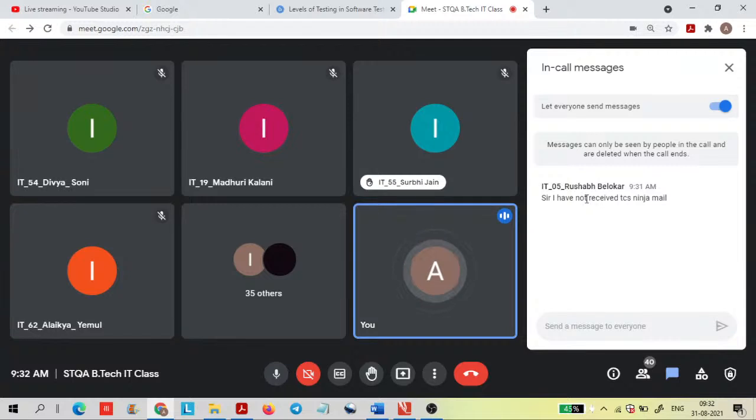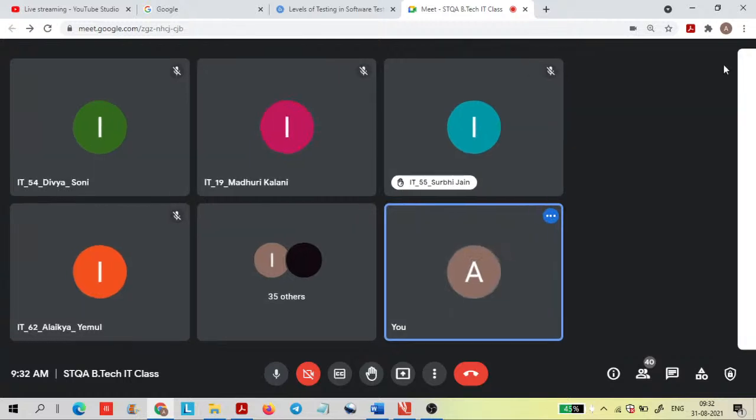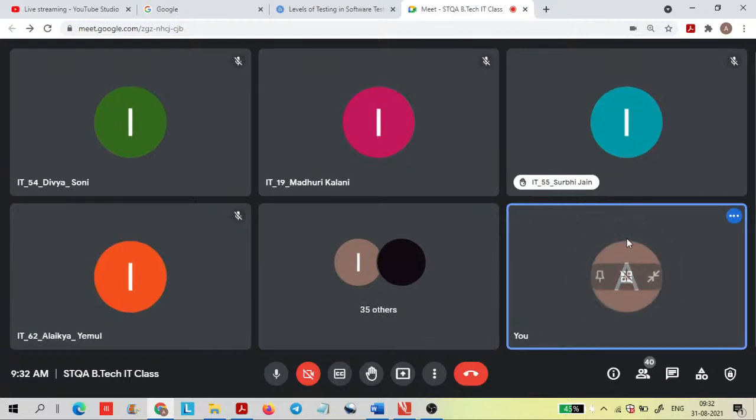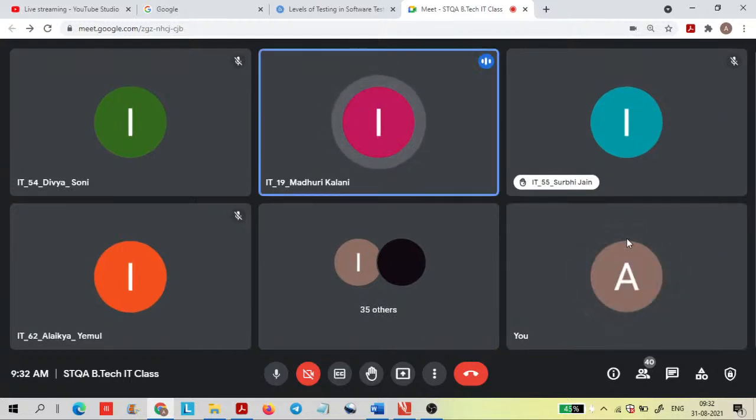And Rushabh has not received the TCS Ninja mail. See, in the Ninja platform, you need to check that status. I think one option is there, no? Track the application. Yes, Madhuri? Yes, sir, it is there. I've checked, sir. The day before yesterday I sent the screenshot.